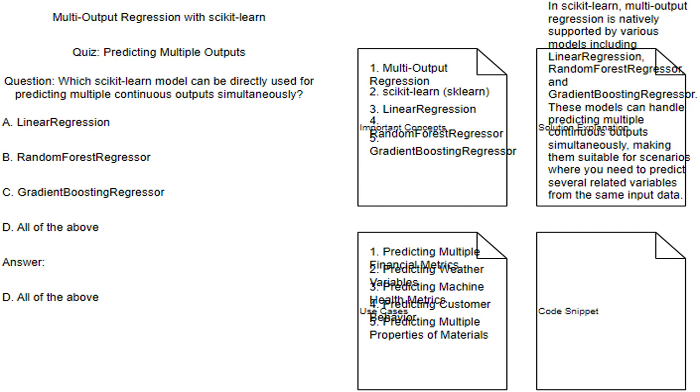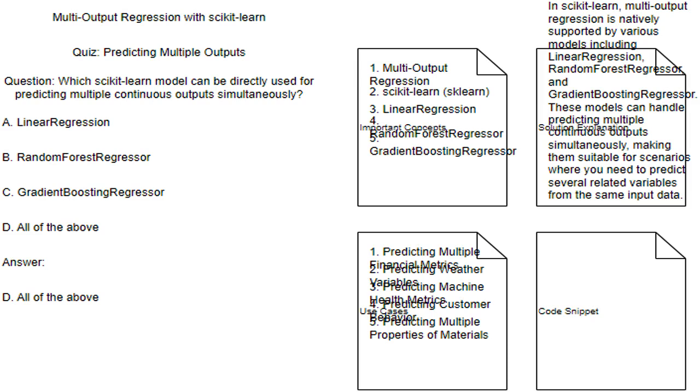All the models mentioned, linear regression, random forest regressor, and gradient boosting regressor, are compatible with multi-output regression. They can be used with the multi-output regressor class to make predictions on multiple continuous outputs at once. This approach streamlines the prediction process and avoids the need to build separate models for each output. True. D. All of the above.